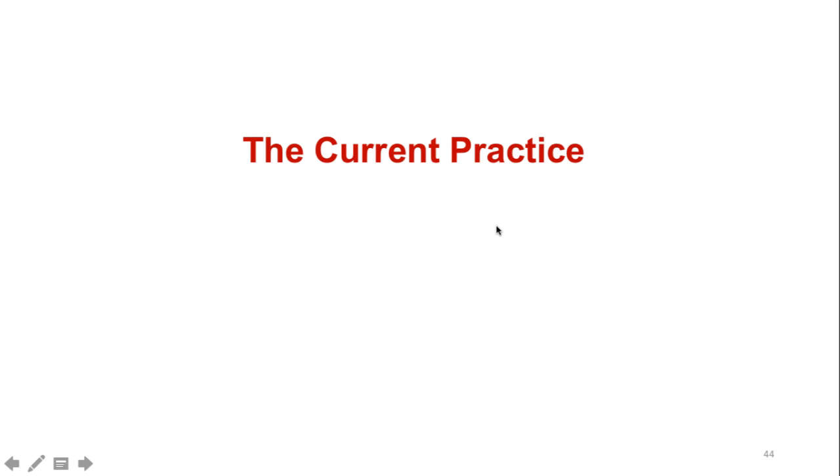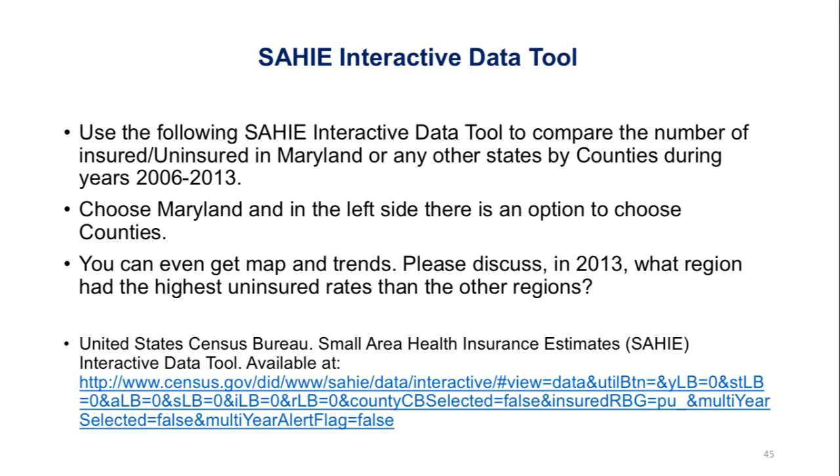I'm going to give you a few examples of the current practice. If you use what we call the SAHIE interactive data tool to compare the number of the insured and uninsured in Maryland or any other states by counties during the years 2006 to 2013, you can look at the number of the insured and uninsured in each state and look at the change in the number of the insured over time after the Affordable Care Act.